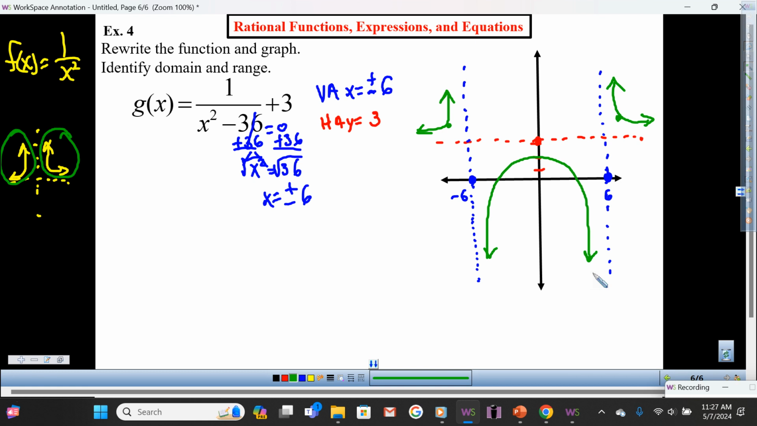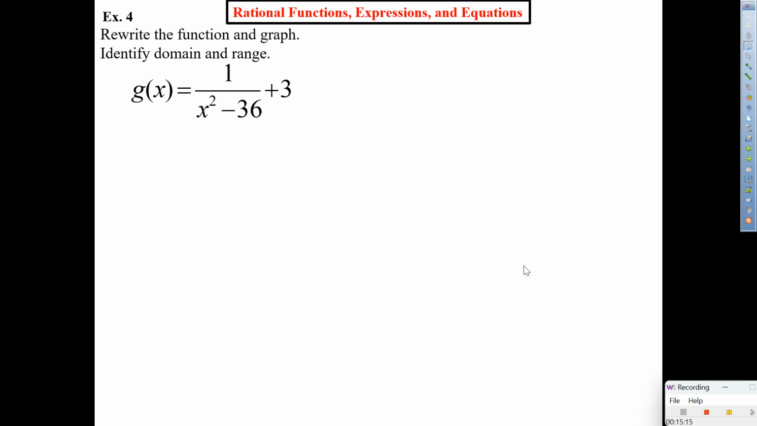From 1 to 5, how comfortable are you with that? Yeah, we got it, right? All right. You're going to do one by yourself. Copy this one, example 4Q. G of x equals 1 over x squared minus 64 minus 5. I'll give you a head start, and then I'm going to send you a Nearpod code so you can send me your copious notes.